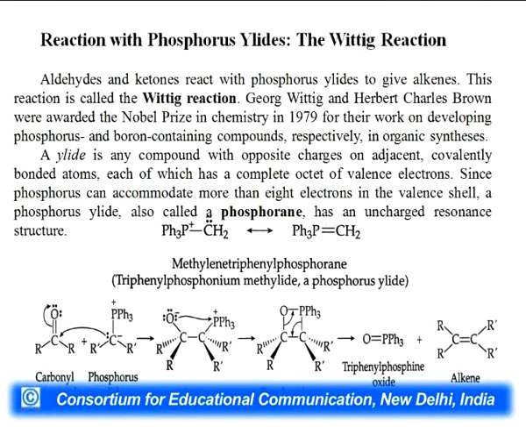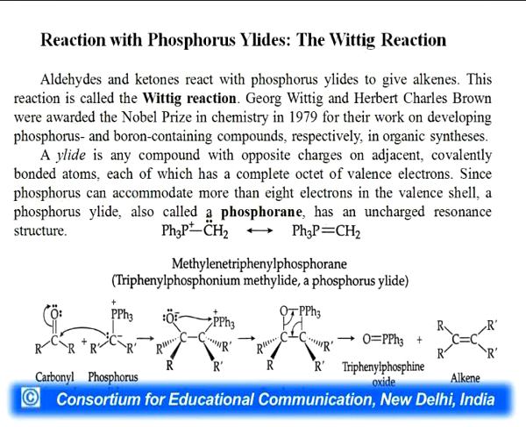What is an ylide? We are saying it is a phosphorus ylide. An ylide is any compound with opposite charges on adjacent covalently bonded atoms, each of which has a complete octet of valence electrons. Since phosphorus can accommodate more than 8 electrons in the valence shell, a phosphorus ylide, also called a phosphorane, as you can see in the figure, has an uncharged resonance structure also: methylenetriphenylphosphorane, or we can also say triphenylphosphonium methylide.